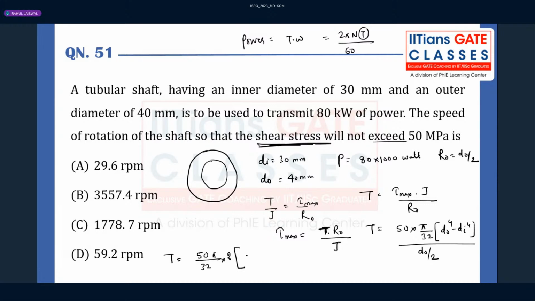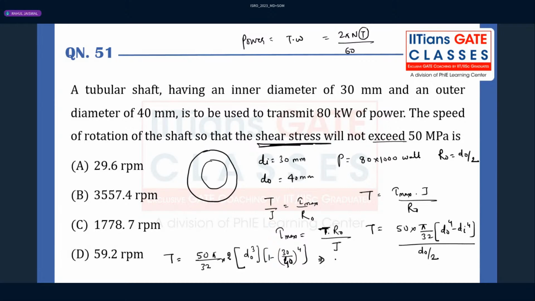Then you can write here d naught cubed into 1 minus di by d naught, 30 by 40, to the power 4. Because d naught to the power 4 I have taken outside, it will cancel out with the denominator d naught. So the bracket term will be 1 minus di by d naught to the power 4.